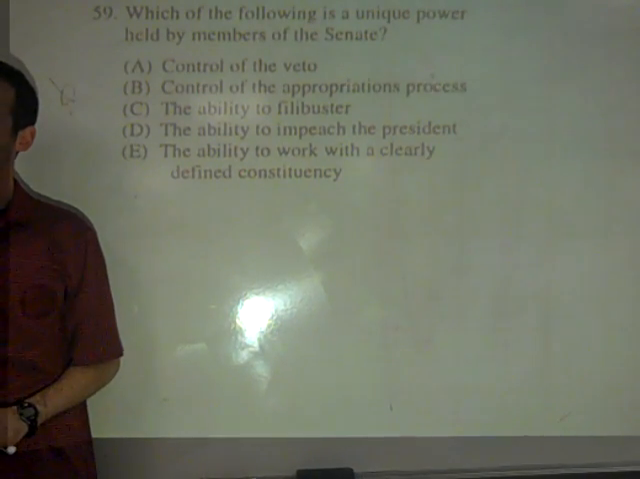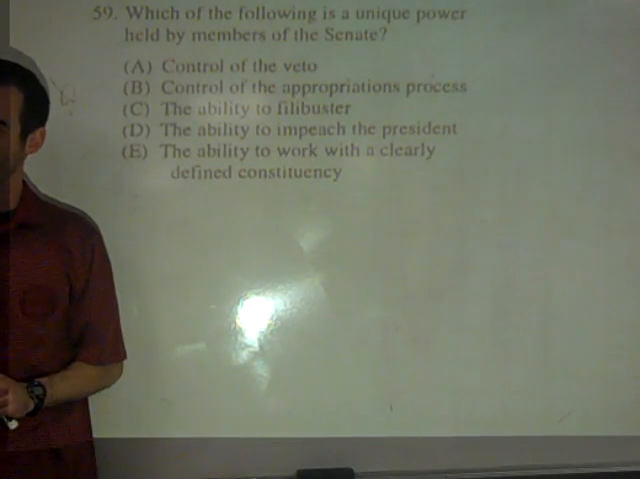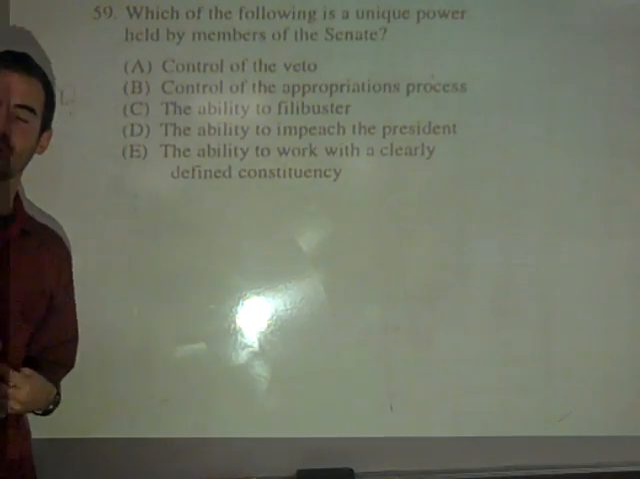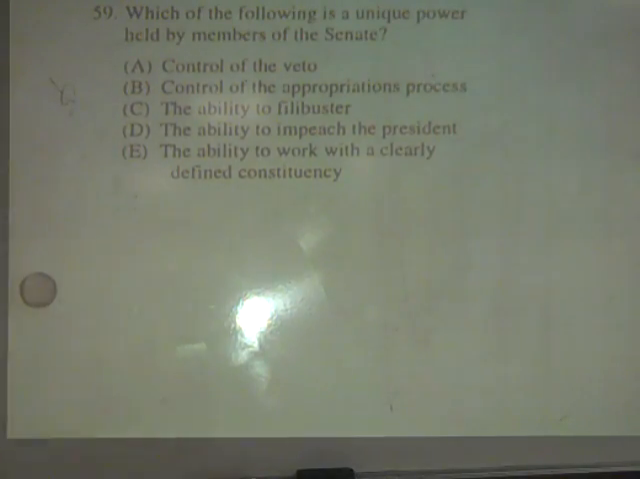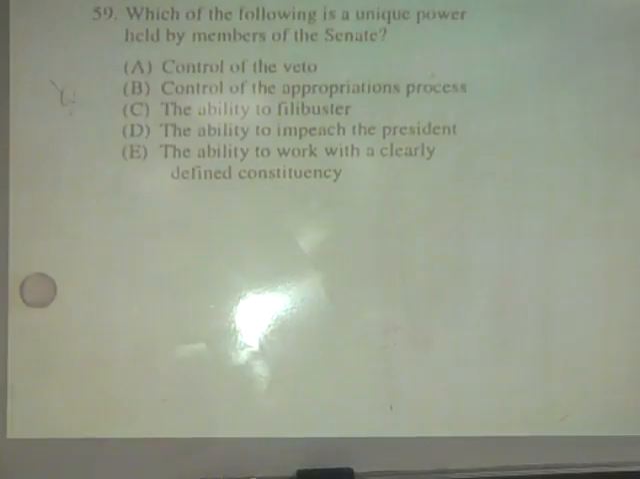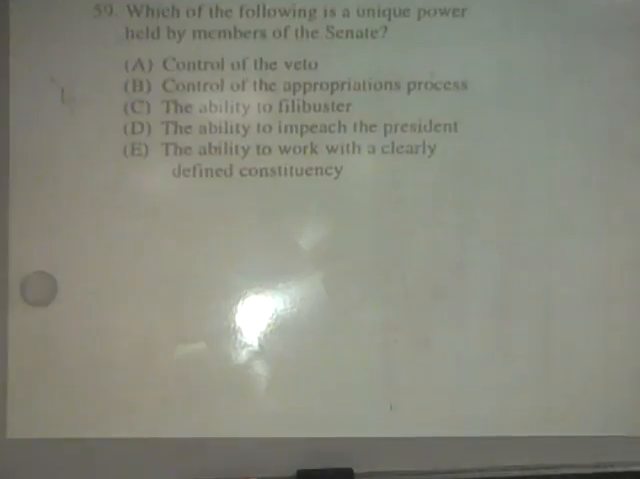They don't get to impeach the president. Who impeaches the president? Who puts him on trial? The House. The Senate tries his removal. They decide whether to remove him or not. The ability to work with a clearly defined constituency is not true of the Senate. They have a statewide constituency, so it's very difficult for them to appeal to everybody.